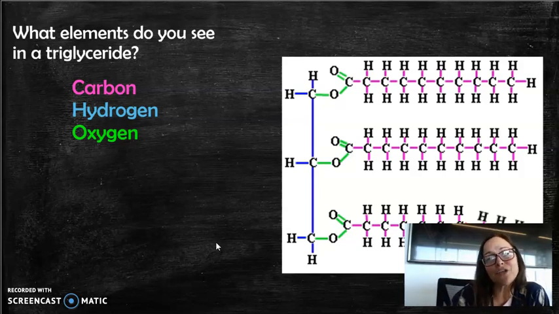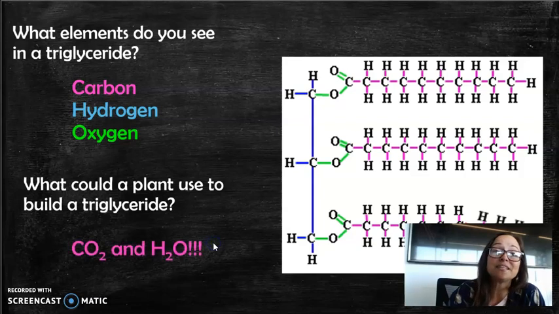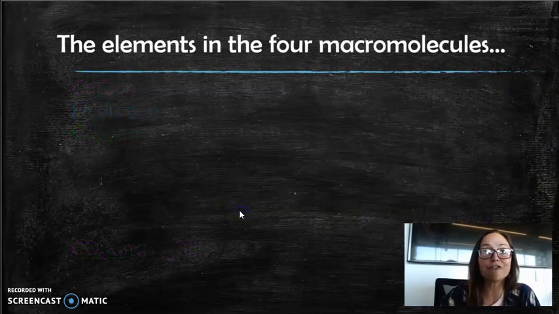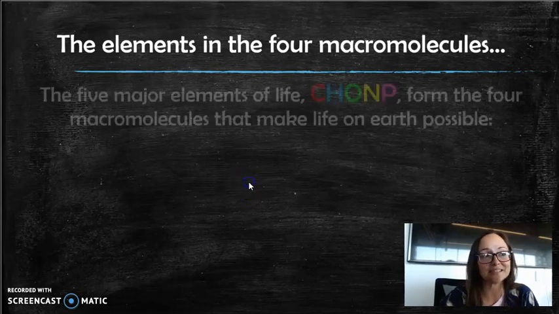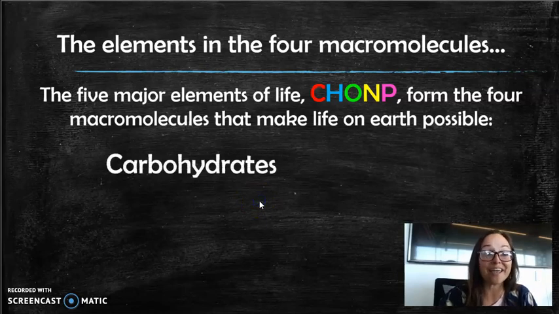Now, what could a plant use to build a triglyceride? Right? If a plant is doing photosynthesis, it has carbon dioxide and water accessible to rearrange that carbon, hydrogen, and oxygen from the air and the water, the CO2 and the H2O, in order to rearrange them and build lipids. So when we look at the 4 macromolecules on Earth, carbohydrates, lipids, proteins, and nucleic acids, they are made of 5 major elements, C, H, O, N, and P.